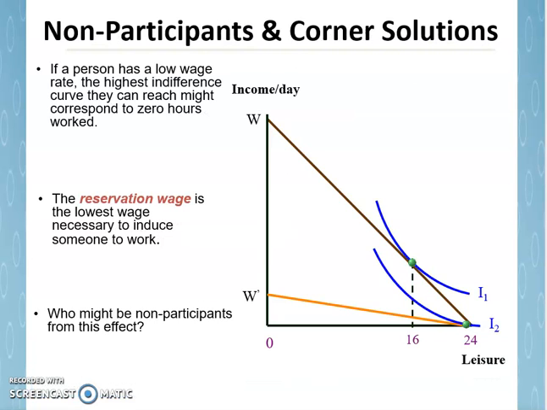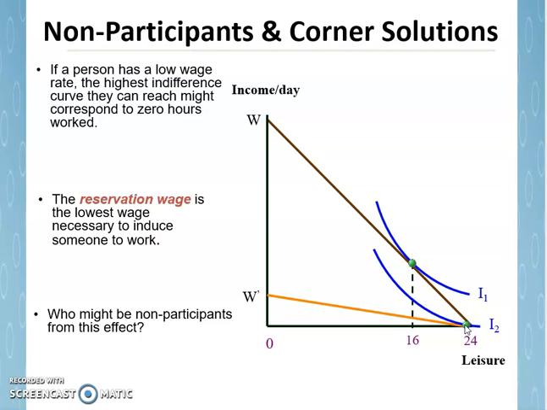Now let's move on to another topic related to labor supply, and that is the idea of non-participants and what we call corner solutions in our model. A non-participant is somebody that has chosen 24 hours of leisure, has chosen not to work at all. Non-participants are corner solutions because in our model, notice over here in the corner, you have 24 hours of leisure. So they're choosing a point that is in the far right lower corner of our illustration.